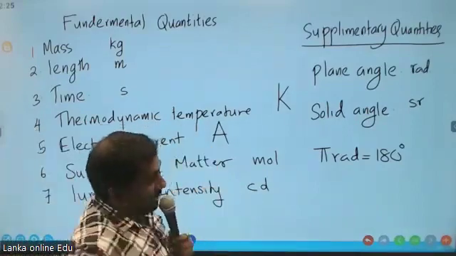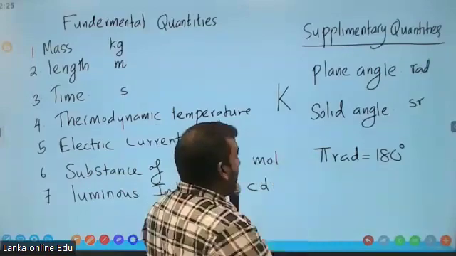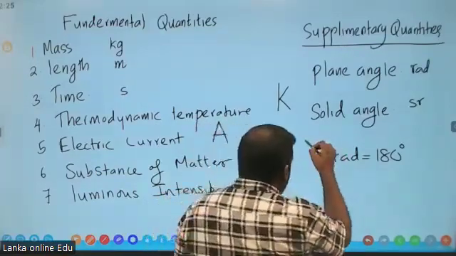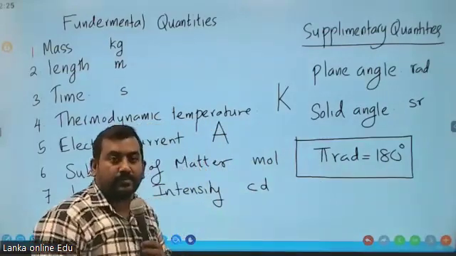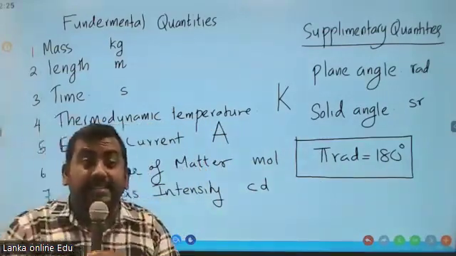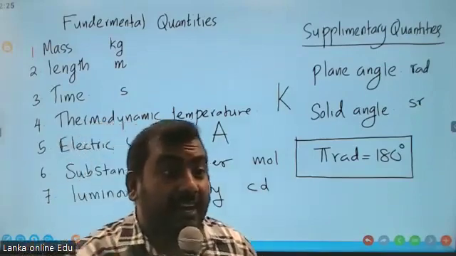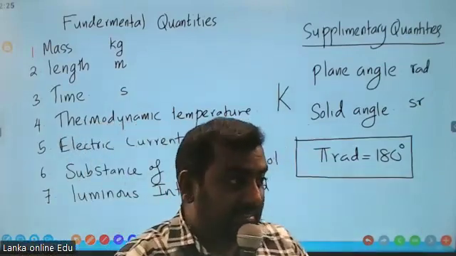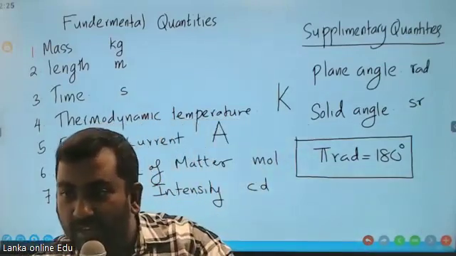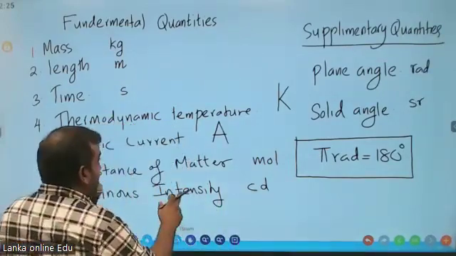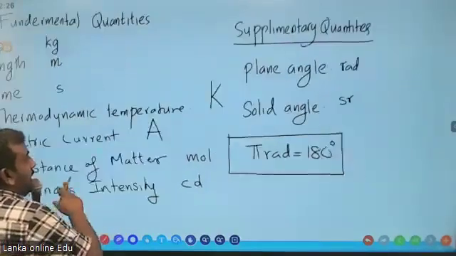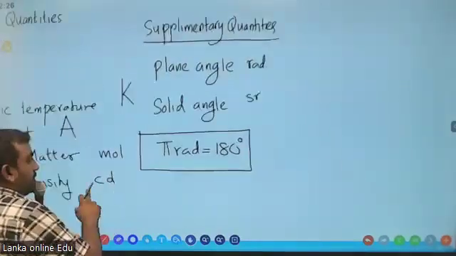7 fundamental quantities, 2 supplementary quantities, and we found a relationship between radians and degrees. Using this, we should be able to convert degrees to radians as well as radians to degrees. So we solved a few examples as well. I'll do a few examples here also. Have a look.